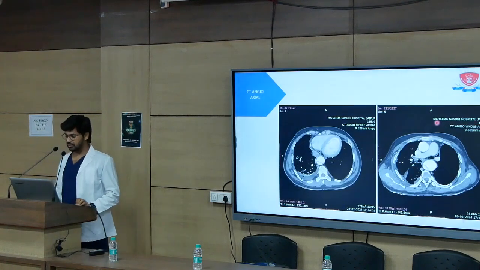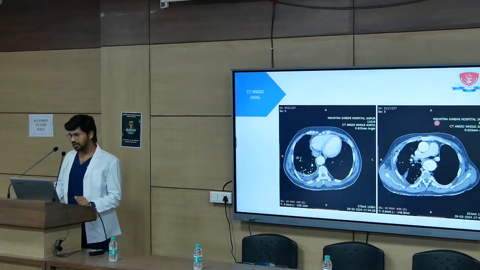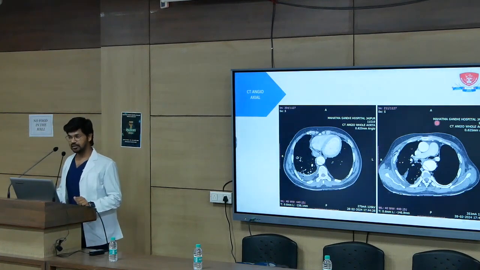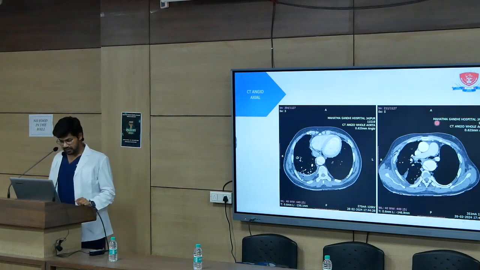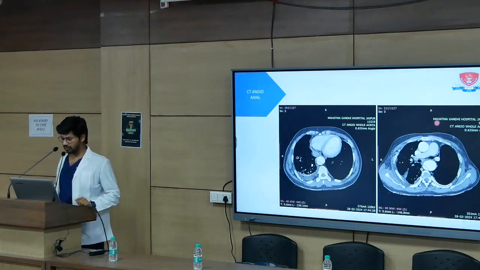So the patient was referred to us for aortic dissection. It was a case of a large left-sided pulmonary bulla and pneumothorax on the right side, and there was a thoracic aortic dissection, that is Stanford type B. In this case, this is the CT angiogram which we have been provided with.